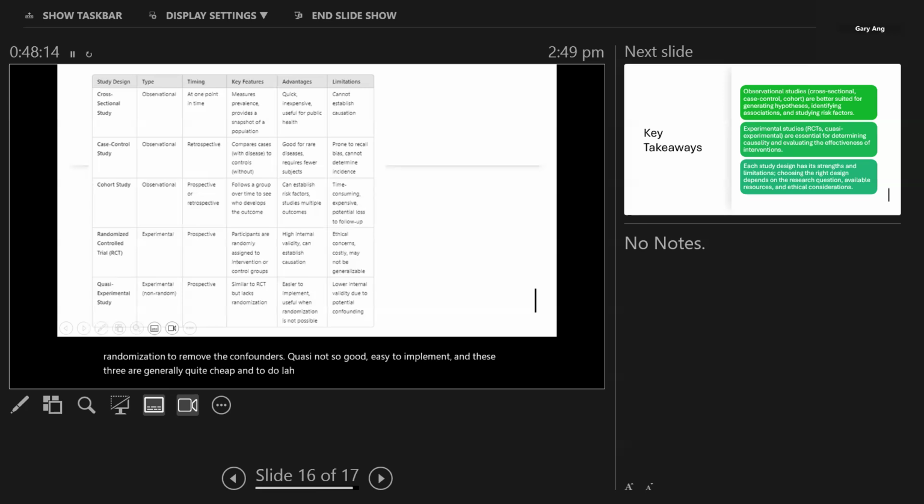Cohort study, you need to follow up for many years. That's why it's very expensive. Okay. And then case control study is good for rare diseases. And usually the cross-sectional study is the one that is often used. Okay, just do a cross-section. You look at the National Health Survey, it's all cross-sectional study.